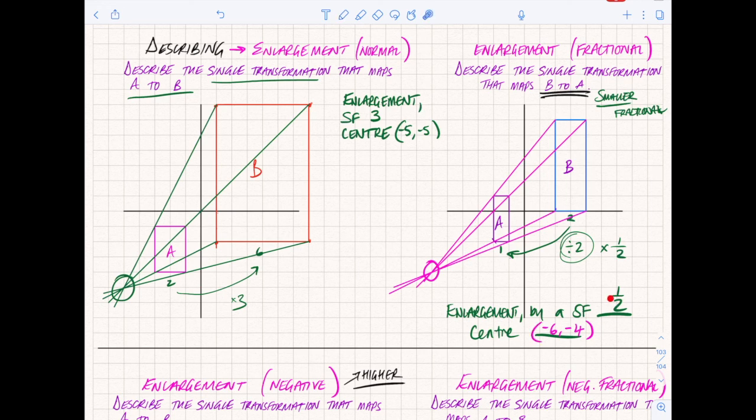Just being careful you don't put a scale factor of 2 there, or minus 2 or anything like that. It is a scale factor of a half because the shape's got smaller. As soon as the shape gets smaller, fractional scale factor.